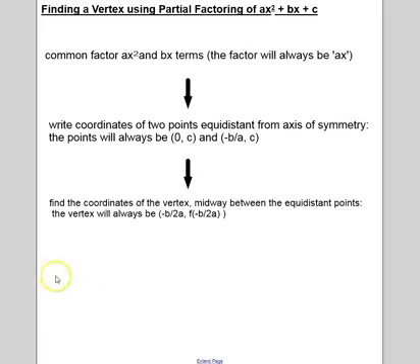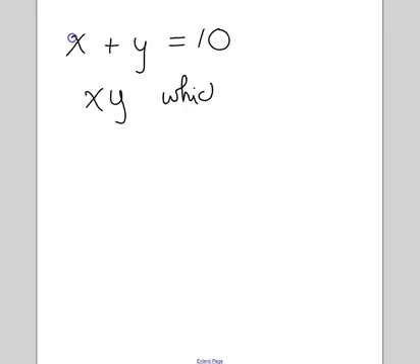I'm going to do another problem here just to model one additional problem. This one's found on page 32, number 11. It states that the sum of two numbers is 10, and we're trying to determine the maximum product. So at first it would appear to be something like x plus y equals 10, and we're trying to determine a product xy, which is the maximum.